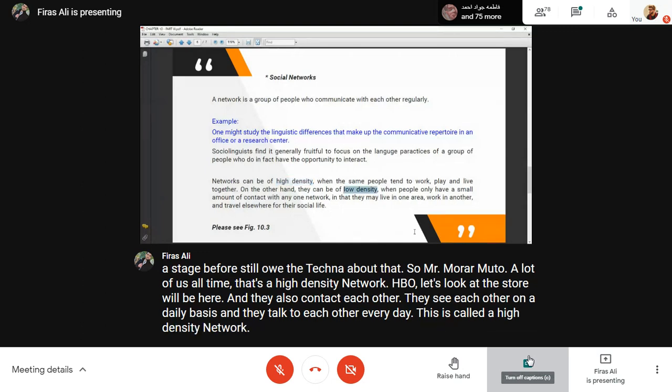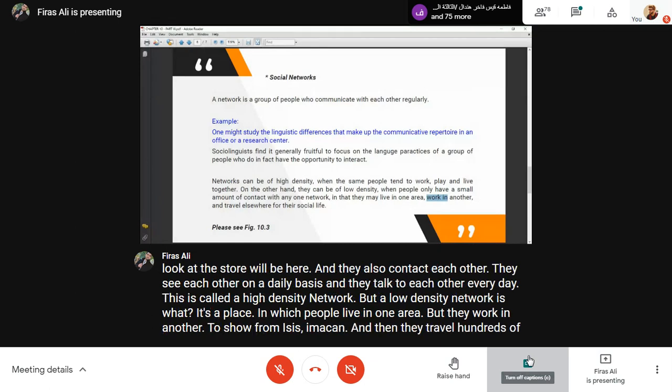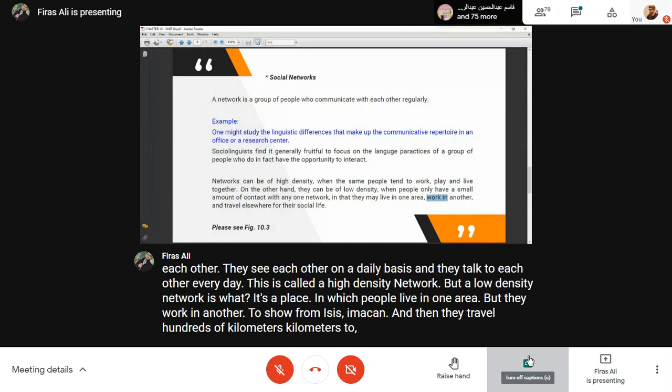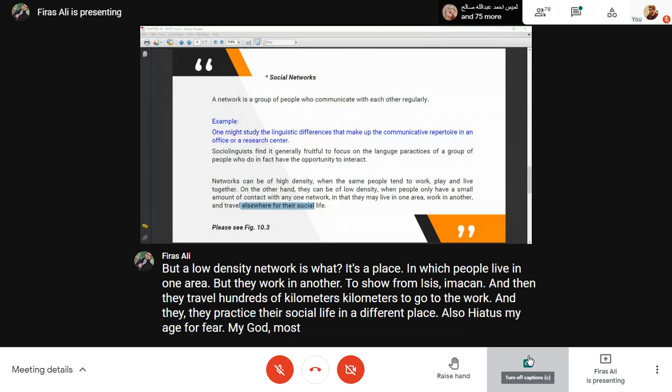But a low density network is what? It's a place in which people live in one area but they work in another. You see them living in one place and then they travel hundreds of kilometers to go to their work. And they practice their social life in a different place also, a place different from the other two.